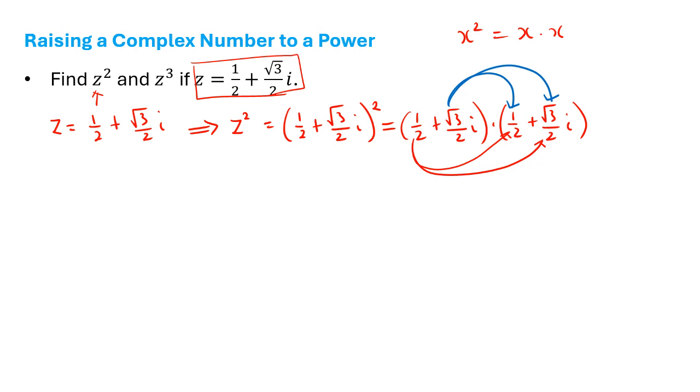1/2 times 1/2 would give 1/4. And then 1/2 times square root of 3 over 2i will be square root of 3 over 4i, because I'm multiplying the denominator by the denominator, which gave 4, and I'm doing 1 times the square root of 3, which is square root of 3. And then the i just goes in.